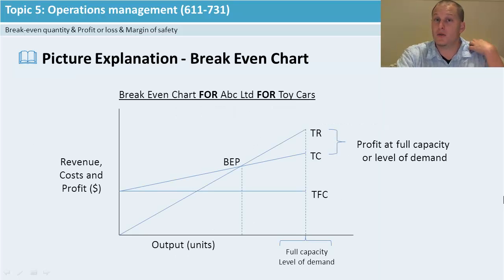This is what the chart looks like, the ultimate thing you're aiming to get. Note how you've got the chart title at the top: the break-even chart for whatever the case study says, for whatever product's being made. On here you've got revenue, cost, and profit, so make sure you put all those three down. I'll go into detail later on for all the things you have to put through: your output in units, your full capacity or level of demand up here, your total revenue, your total cost, total fixed cost, and most importantly your break-even point.